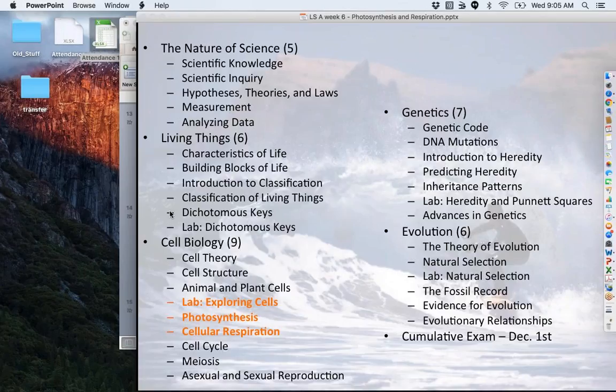So right now, we're right in the middle of the cell biology section. And you want to be doing this lab called Exploring Cells, where we learn about the difference between prokaryotic and eukaryotic cells. And then we learn about the different types of eukaryotic cells, which are animal and plant cells. And then, of course, start learning about how plants make food and how plants and animals use food. That's photosynthesis and cellular respiration. That kind of gets everything moving. That's all there is to it.